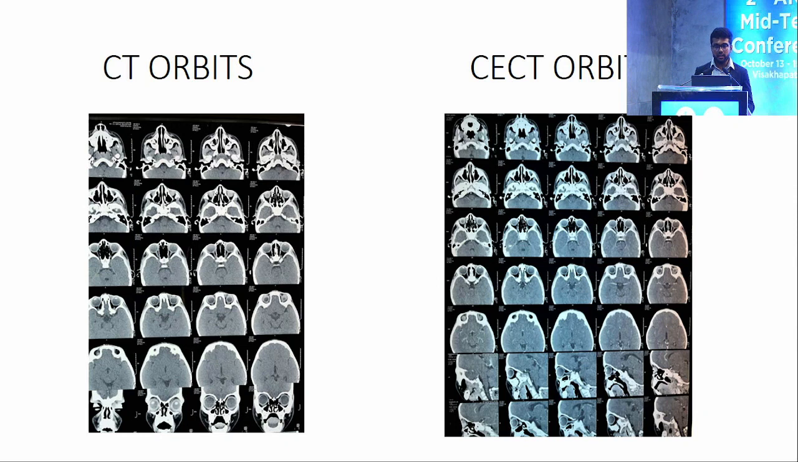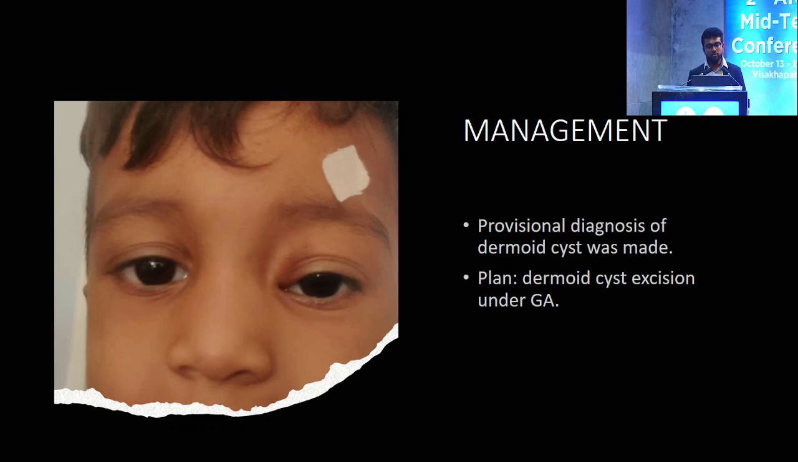It showed a single round cystic lesion, but owing to its boggy consistency, negative trans-illumination, and the posterior border not being felt, we wanted to rule out vascular involvement, so we did a CECT orbit, which also showed a single round non-enhancing lesion. So a provisional diagnosis of a dermoid cyst was made, with a plan to excise under GA.